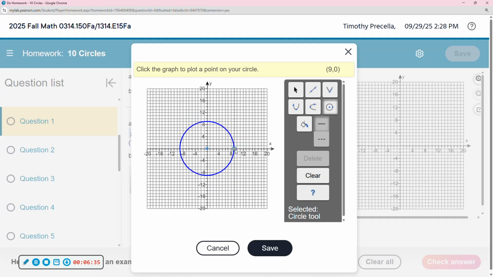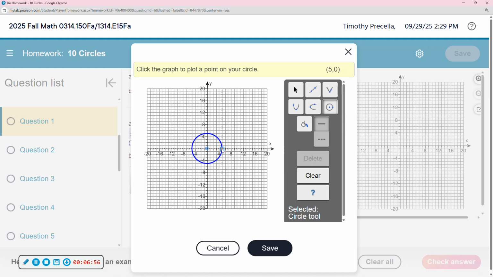Well, how are we going to find another point? They didn't give us another point. What did they give us? They gave us the center at 0, 0. They gave us something else. The radius, count 5 units, either up, down, left, or right. Counting 5 units from 0, you're going to wind up.